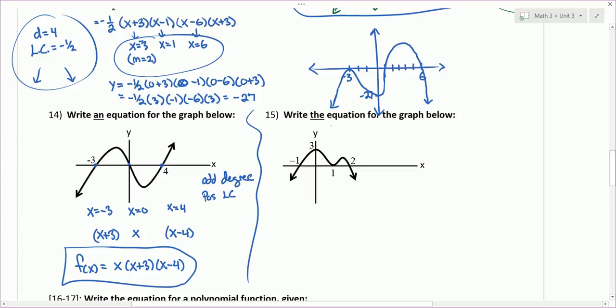Number 15 says write the equation, so meaning there is only one correct answer here. Well, we have an x-intercept at negative 1, an x-intercept at 1, and an x-intercept at 2. But notice at the 1 it bounces, so we need an even multiplicity. So factors, changing these to factors, we have x plus 1, we have x minus 1, but I'm going to make it squared to get multiplicity of 2, and we have an x minus 2.